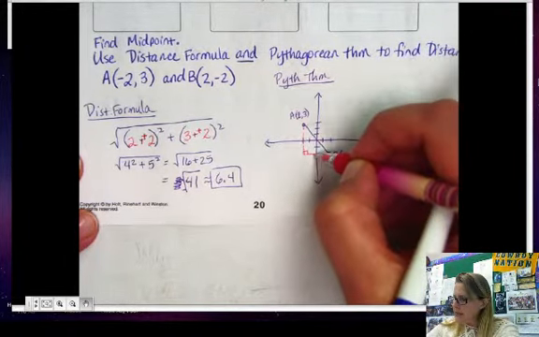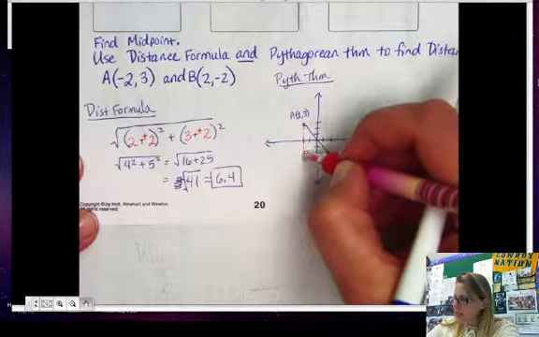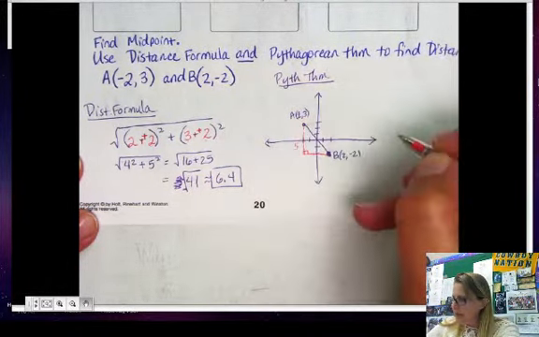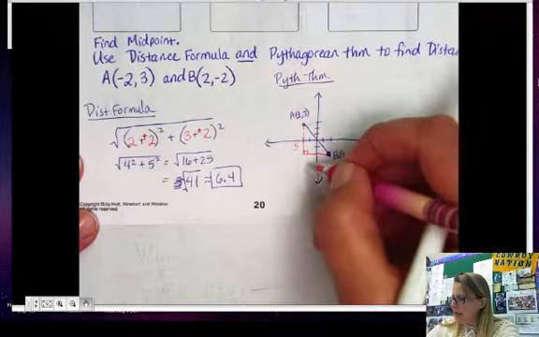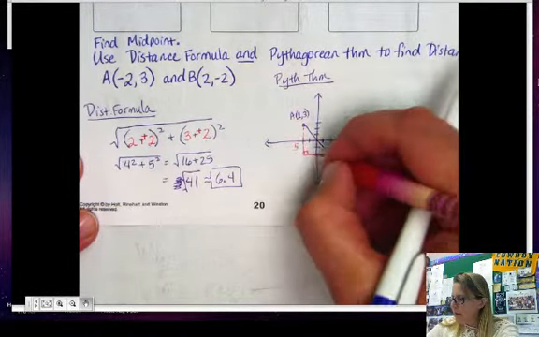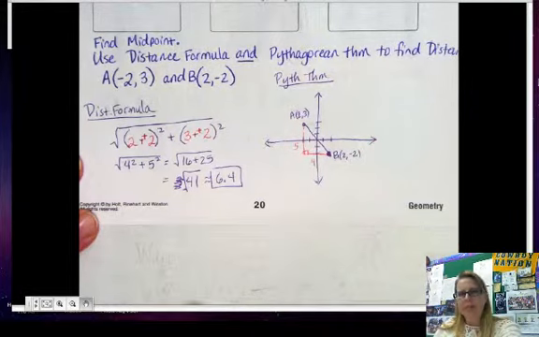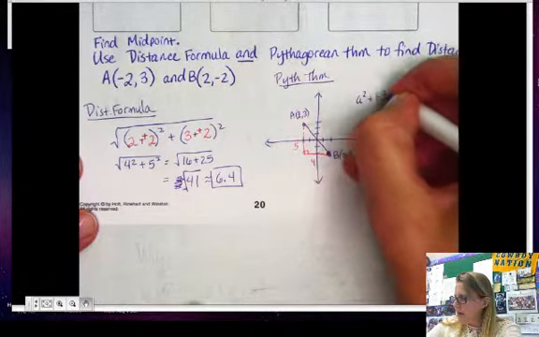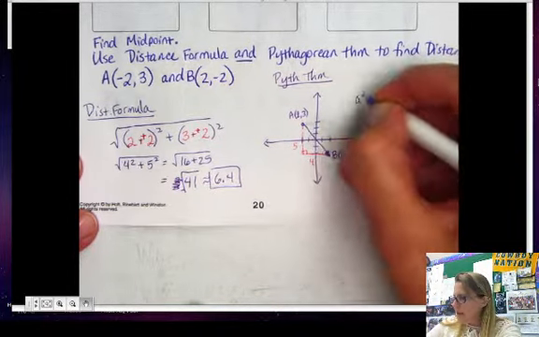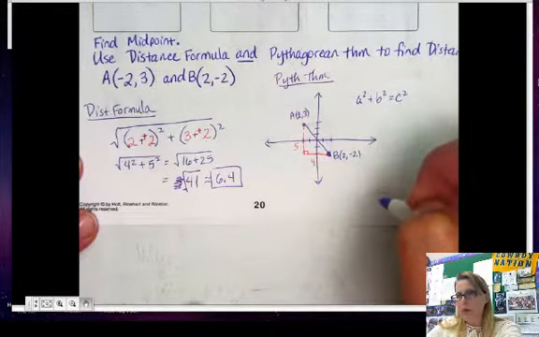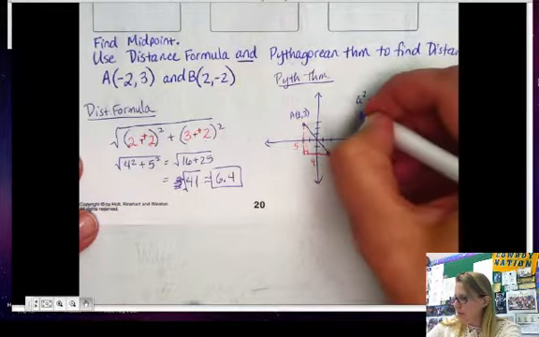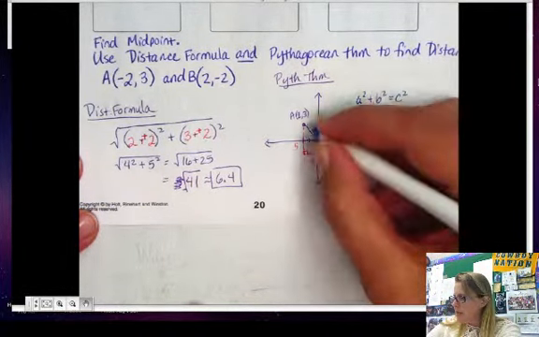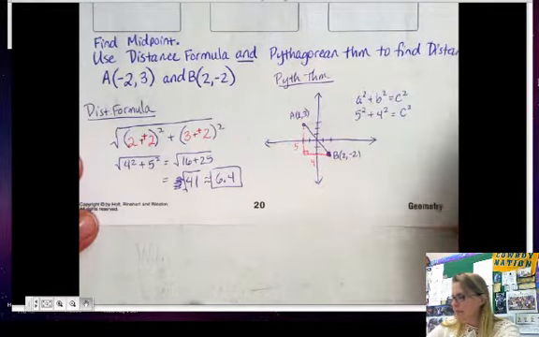So the leg lengths are, this is 1, 2, 3, 4, 5. And this one is 1, 2, 3, 4. So if I'm using the Pythagorean theorem, I know that I need to do a squared plus b squared equals c squared. And my two legs are 5 and 4. Remember, it doesn't matter which order you put them in. So 5 squared plus 4 squared equals c squared. That's what we're trying to find.